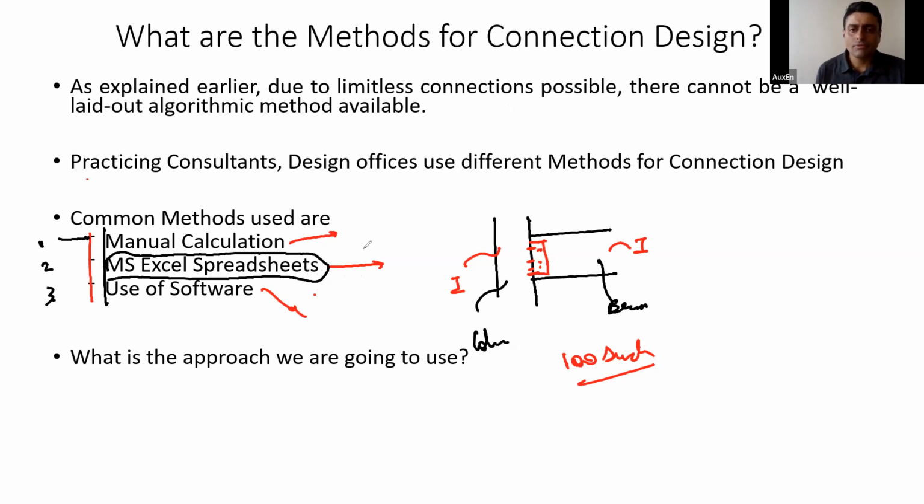So for repeated work, for connection types that are repeated and that are well understood, we can use some Excel spreadsheets. For some connection which you don't use quite often or which you don't come across quite often, you may have to rely on some manual calculations, and you may have to rely on some software for understanding the behavior and for getting some initial results. So it depends on the type of connection that you are doing, which approach you will follow.